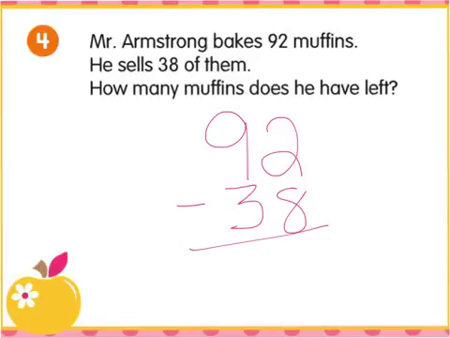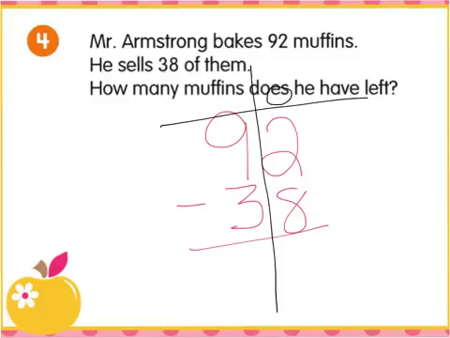I need to lock my numbers up so I can keep my place value in order. Here's the ones, here's the tens. My rule tells me that if there's more on the floor, I have to go next door to get 10 more. And I see that 8 ones on the floor is more than 2 ones up top. So I'm going to go to the 10 spot to regroup.